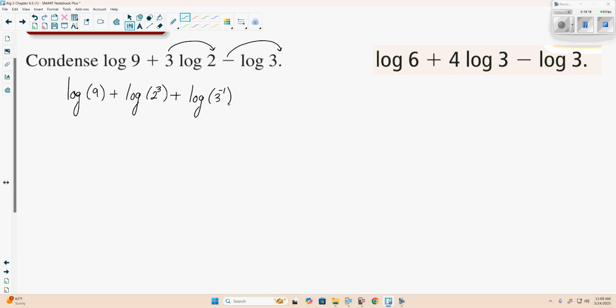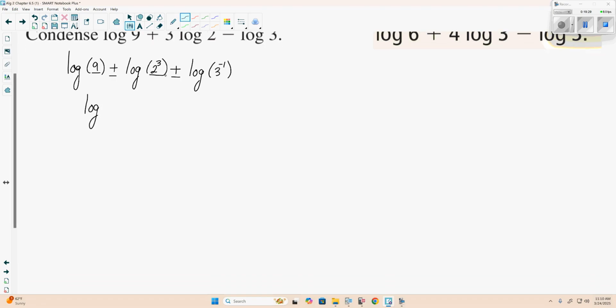And whenever we have 2 or more things being added, 2 or more logs, same logs, bases have to be the same, we can rewrite it as a single log with what's inside being multiplied together. So we have 9 times 2 to the third times 3 to the negative 1. So our product, if we have 2 or more things being multiplied inside a log, we can rewrite it as the sum of those logs. If we have a sum of logs, 2 or more logs being added together with the same base, we can rewrite it as a single log with what's inside being multiplied.